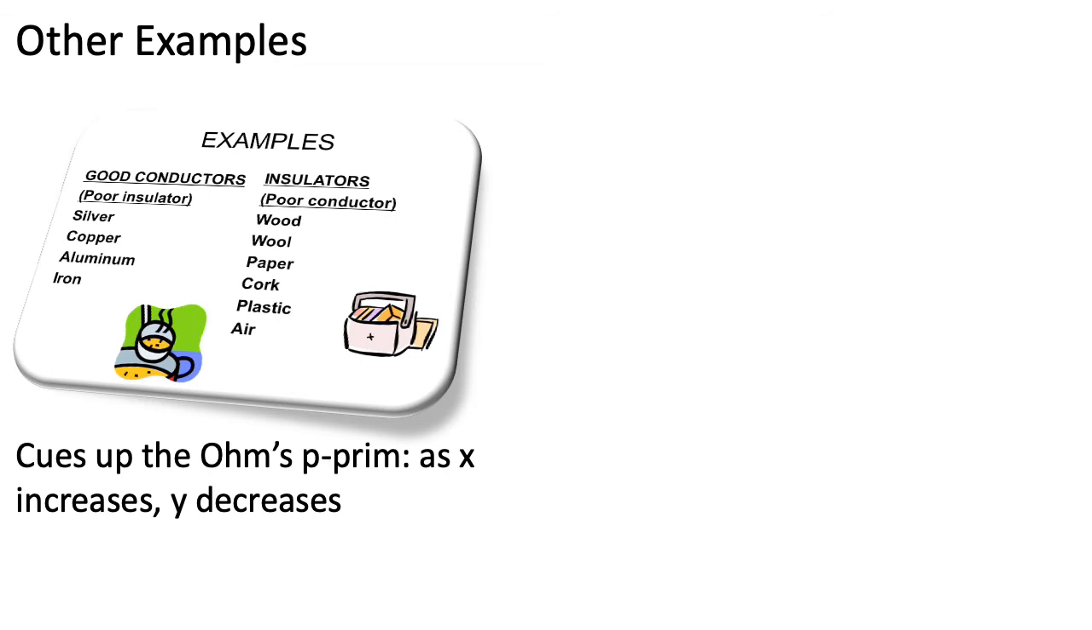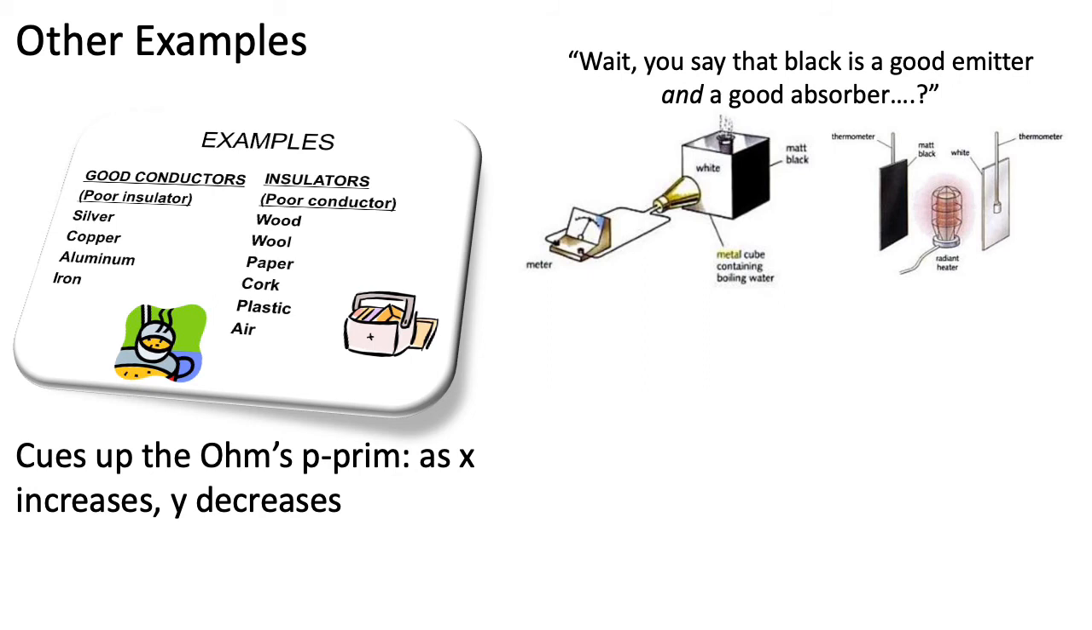So students now have the unconscious expectation that something can't be good at one thing and also good at its opposite. Now, this stores up a problem, particularly if next lesson we introduce the idea of emitting infrared radiation or absorbing infrared radiation. And it's very confusing to students, because we've activated the Ohm's p-prim in terms of thermal physics, to accept that a matte black surface can be both a good emitter of infrared radiation and a good absorber.